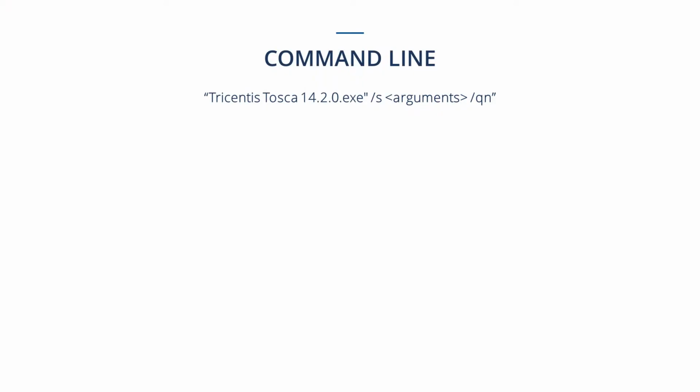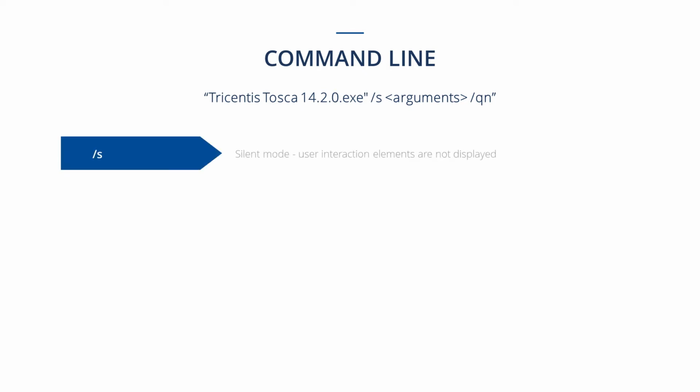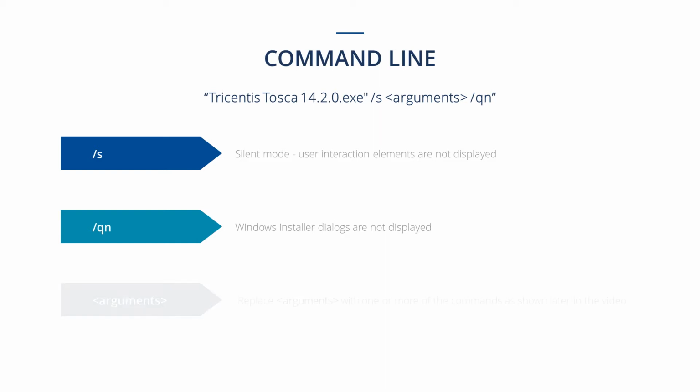Next, let's see the command that we will use in the command prompt for Tosca installation. The /s in the command line specifies silent mode. Elements that require user interaction are not displayed. /qn specifies that Windows installer dialogs are not displayed during the installation. Also, make sure to replace arguments with one or more of the commands.